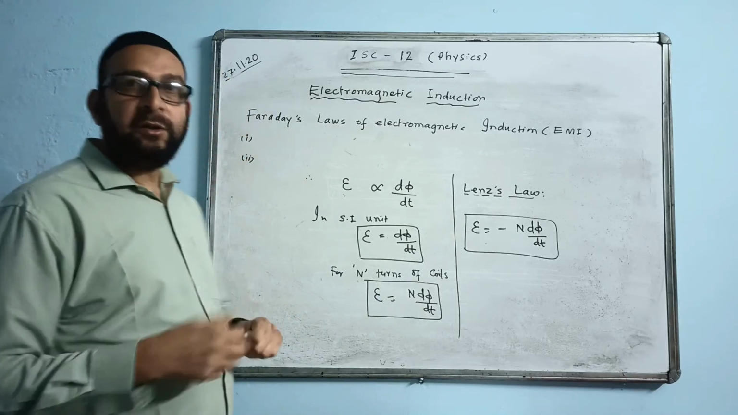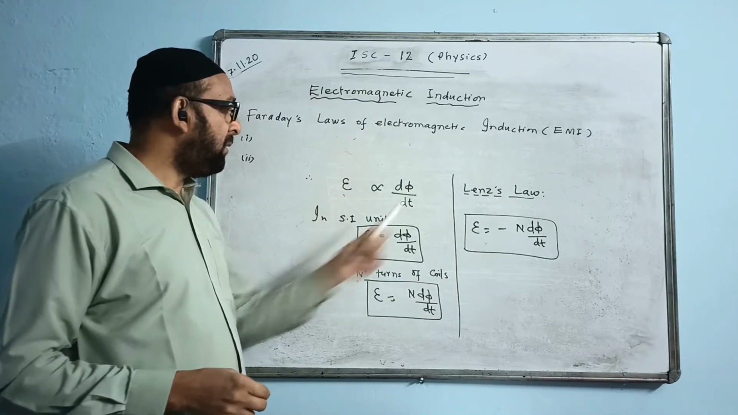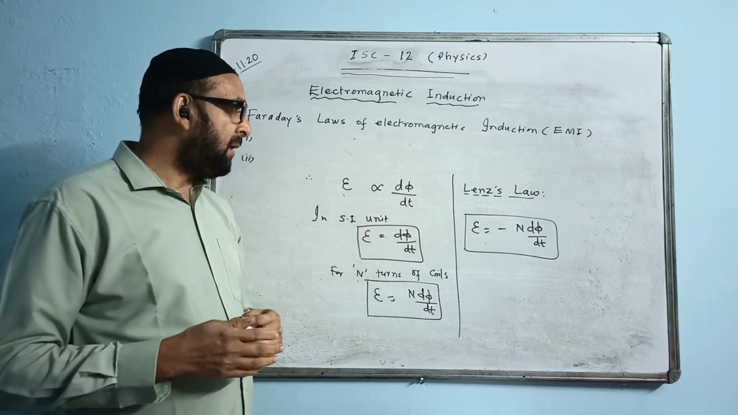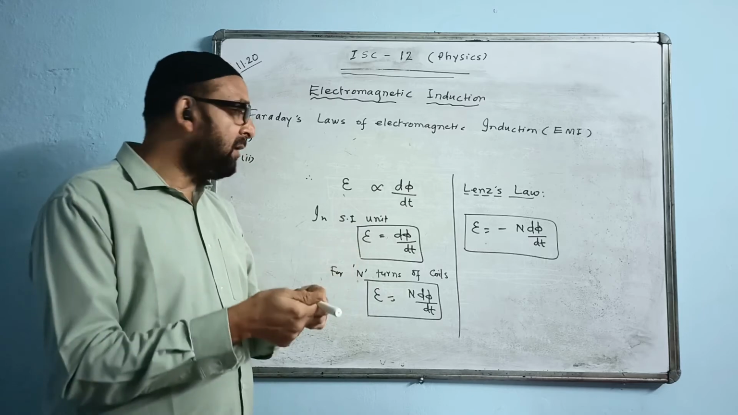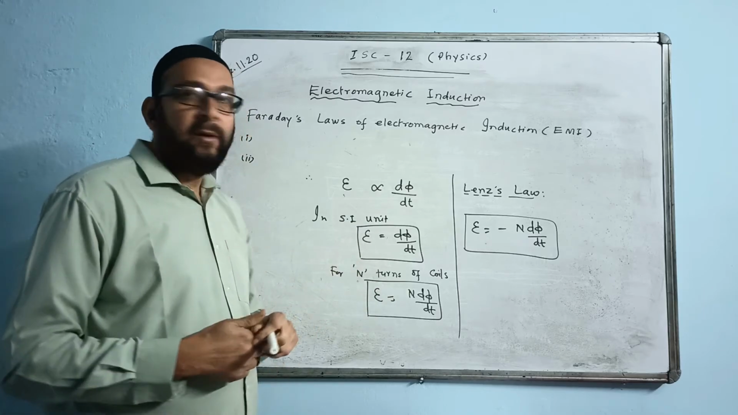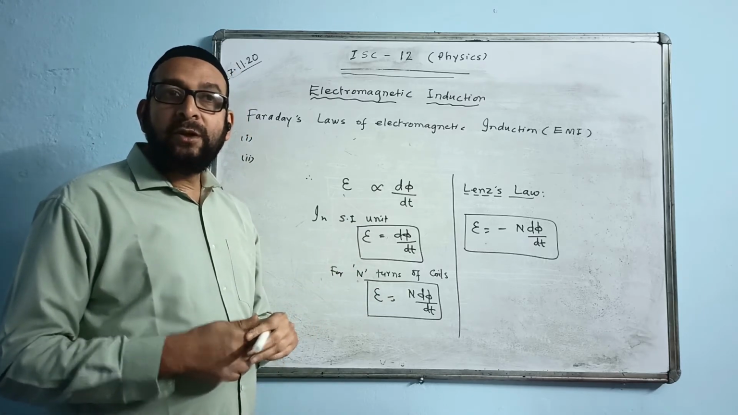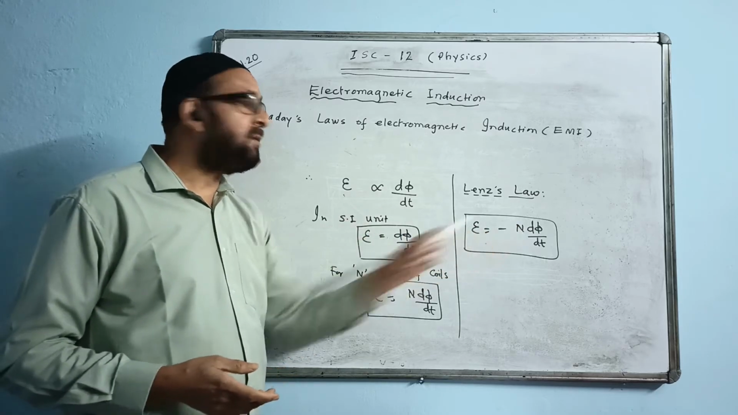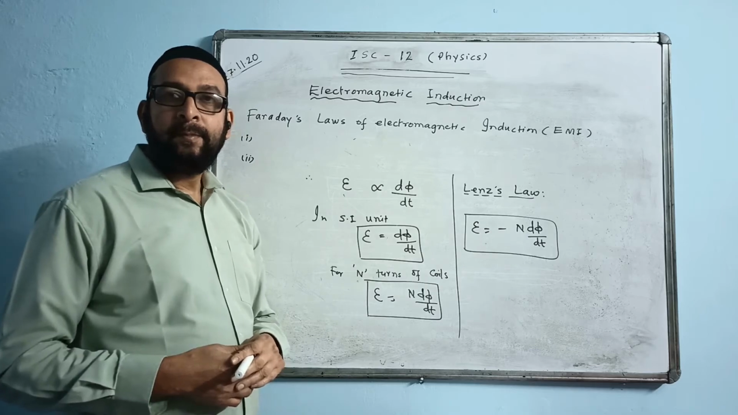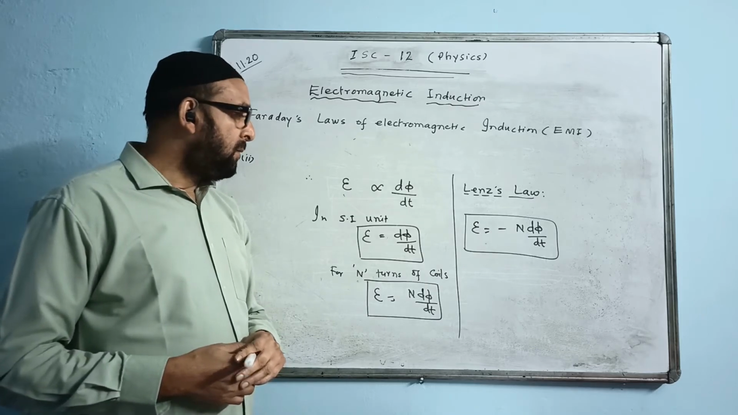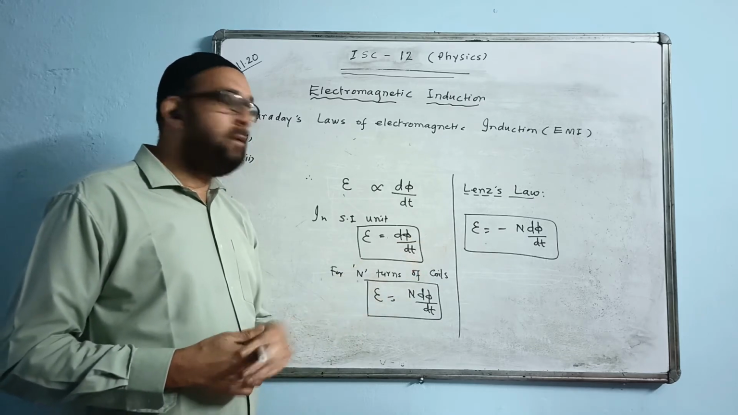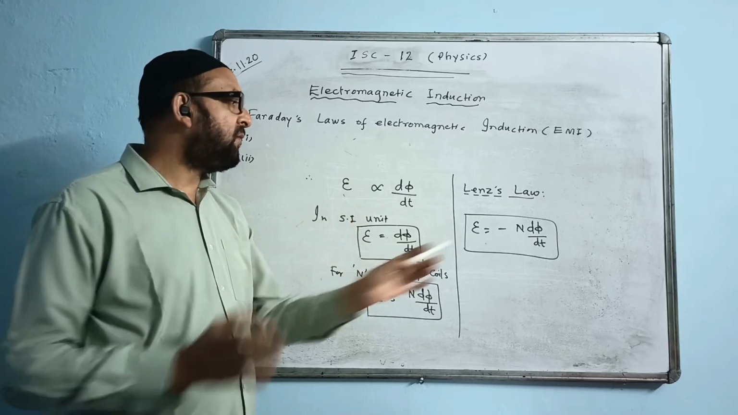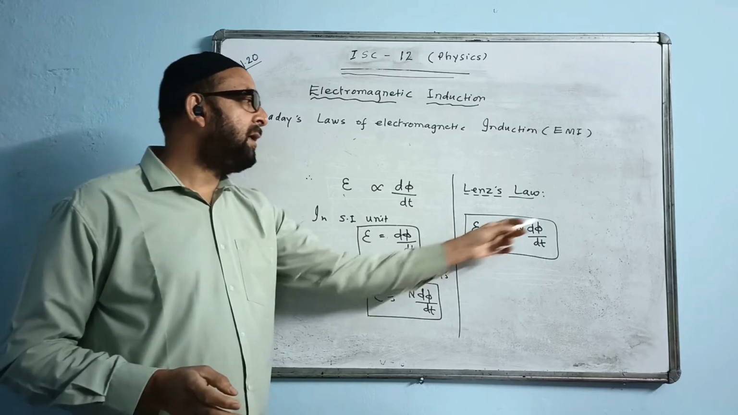Lenz suggested an addition to Faraday's law. He determined the direction, and he said that the direction of induced current, which is due to the EMF, will be opposite to the cause. What is the cause of EMF? This d phi by dt. It will be opposite, so opposite means minus sign. So using Lenz's law, the induced EMF equation becomes E equal to minus n d phi by dt.